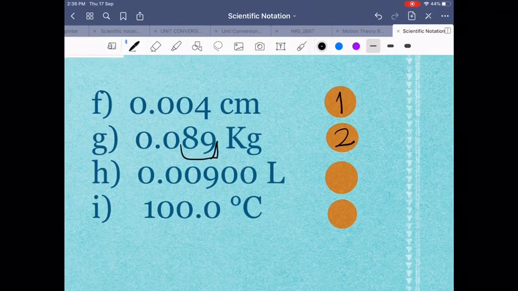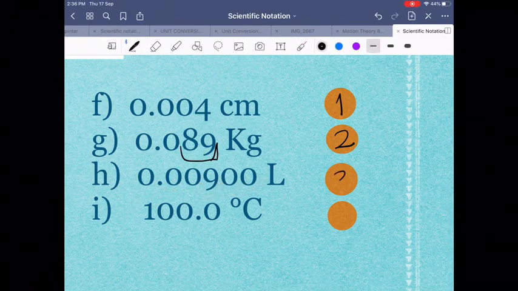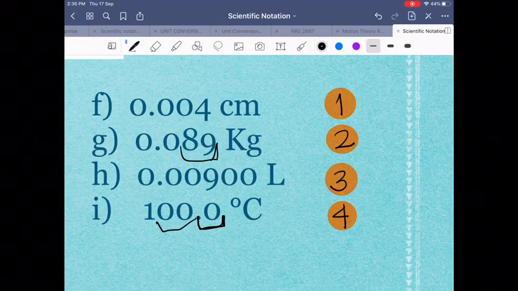And now letter H, we can see that we have 2 after the decimal point, but they're just placeholders, and 2 after the decimal point and after a significant digit. So it means that we will have 3. And in letter I, we have 1 after the decimal point. So if it's after the decimal point, it means that these will be sandwiches. So it means I have 4 significant digits.